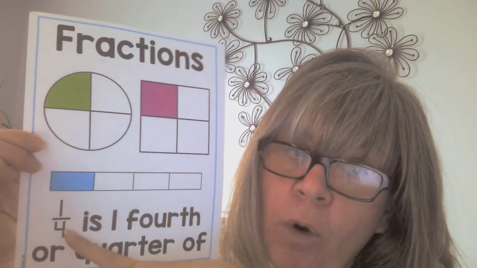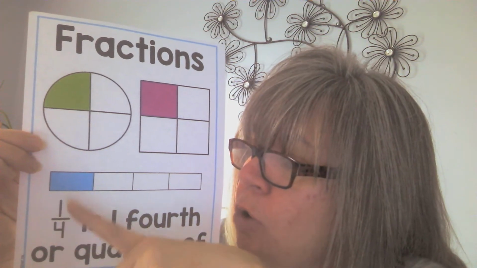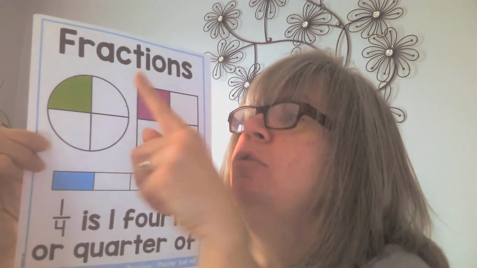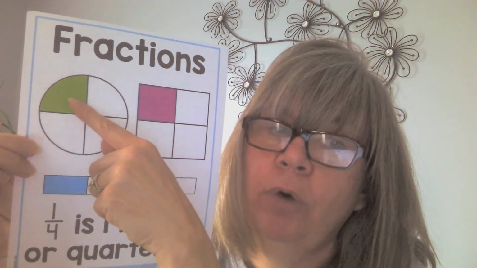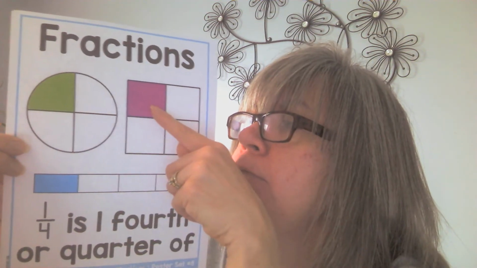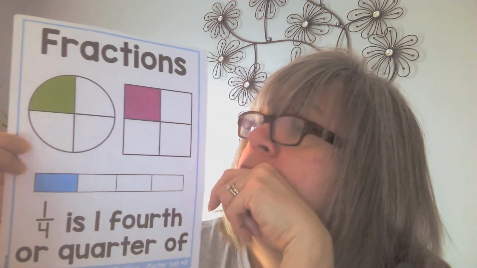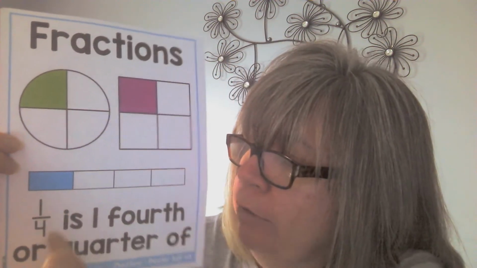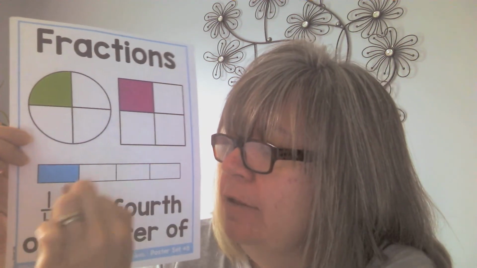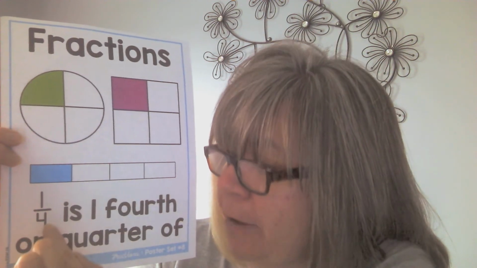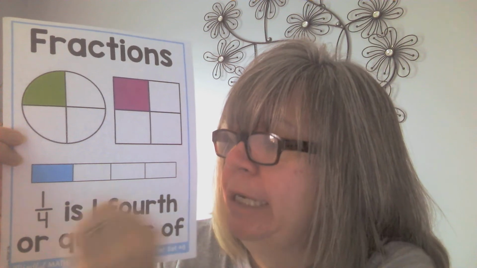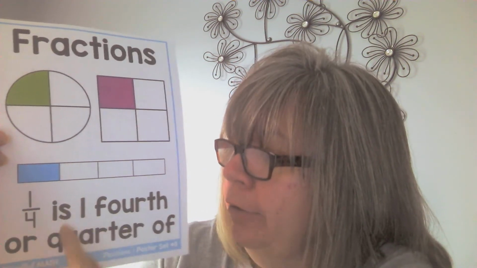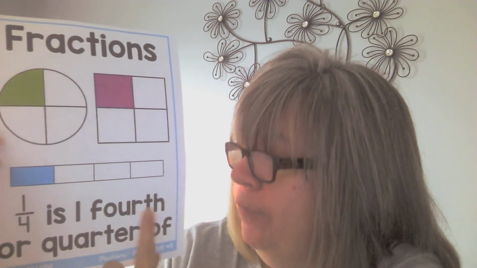That's why there's a 4 on the bottom of the fraction. Why is there a 1 on the top? Because only one part out of the 4 parts got colored. See? Only one part. So what fraction of each shape got colored? 1/4. That's what this means. Okay, a fraction is a number over top of a number with a line in between. 1/4 is one fourth, or a quarter of.